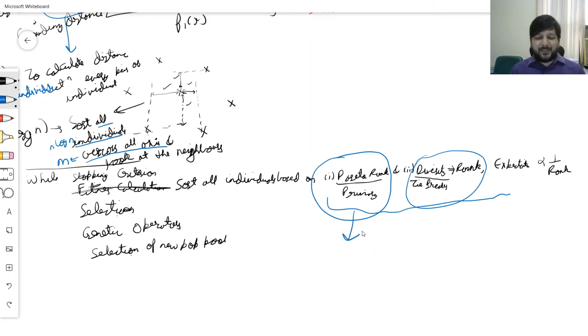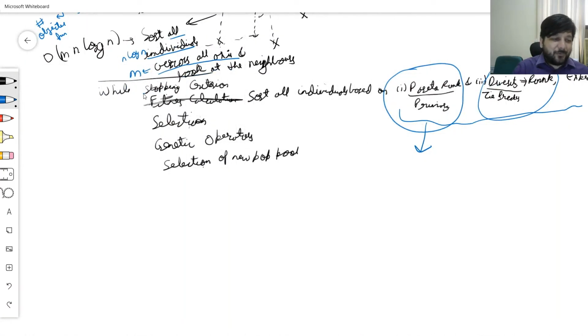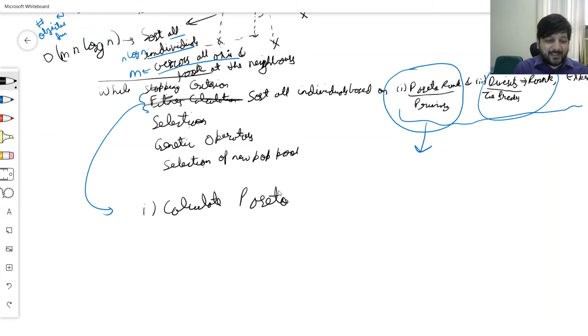So let me calculate the only complexity which is not calculated yet, which is around over here. Let's write this step a little bit more clearly. I say calculate Pareto rank of all individuals, otherwise I cannot sort. Then calculate diversity.